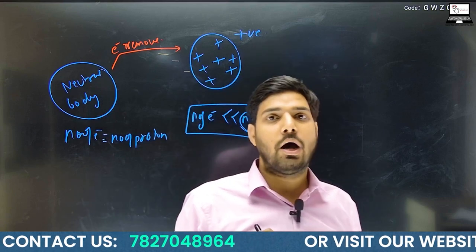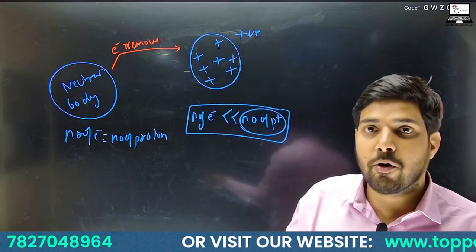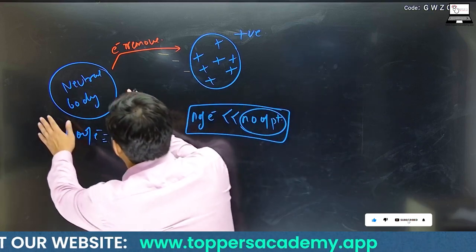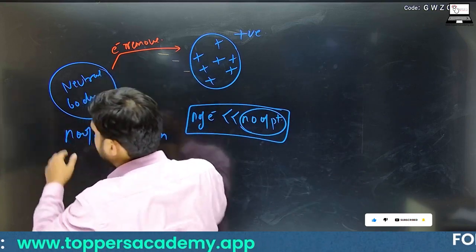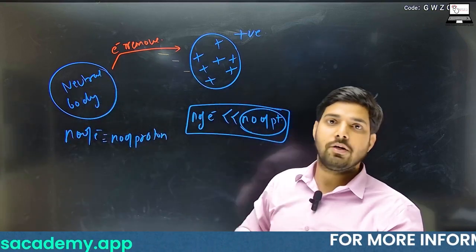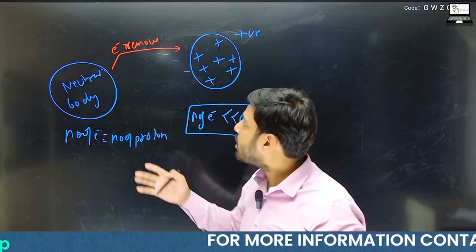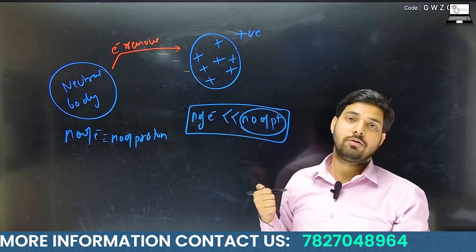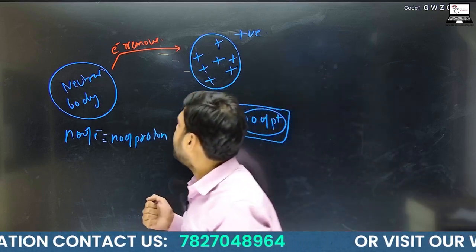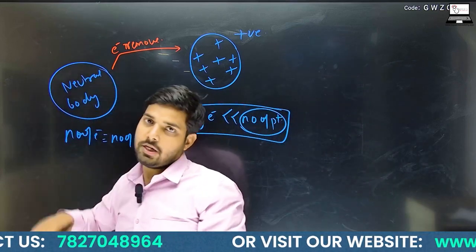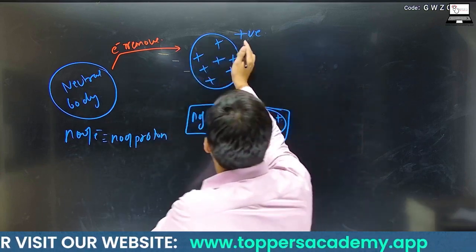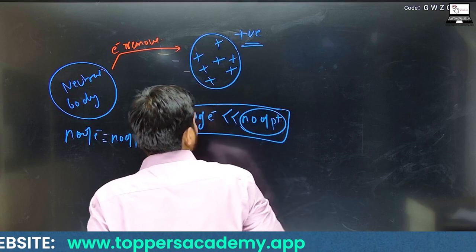First thing is clear, how can we charge a body by positive charge? If this is a neutral body, if someone says give it a positive charge, you can't give positive charge to a body, but you can remove electrons. So by removing the electrons, you can say that now the body is positively charged. Clear?